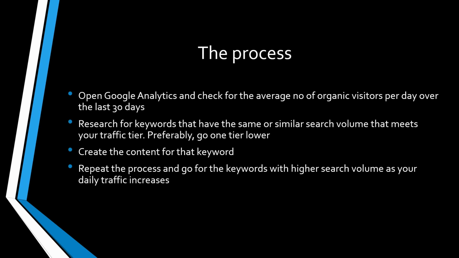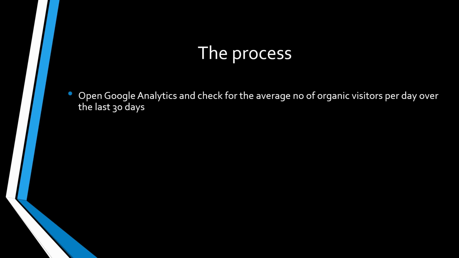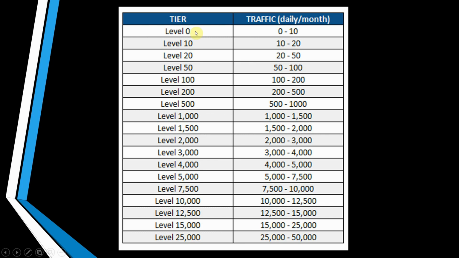I'll explain in a second why that is so, but generally speaking, the more traffic you start gaining, the more keyword search volume you can start going after, right? So we're going up a ladder here. When you start out, you're going to be targeting keywords that have roughly zero search volume, or less than 10, something like that. And then as you start gaining more and more daily traffic visitors, you can start creating more and more content around keywords that have more and more search volume.